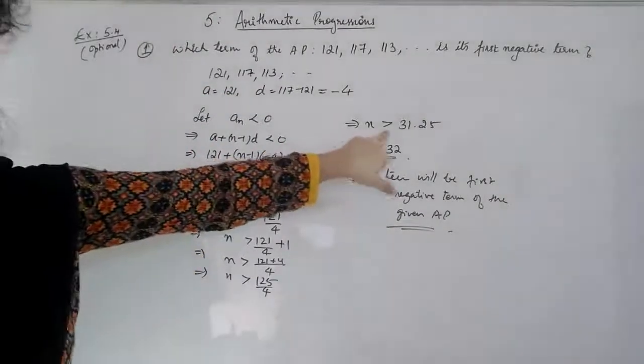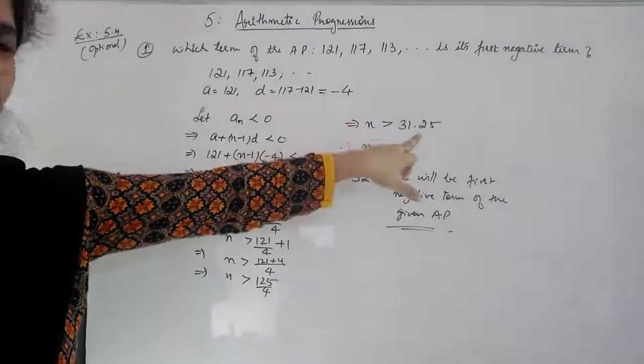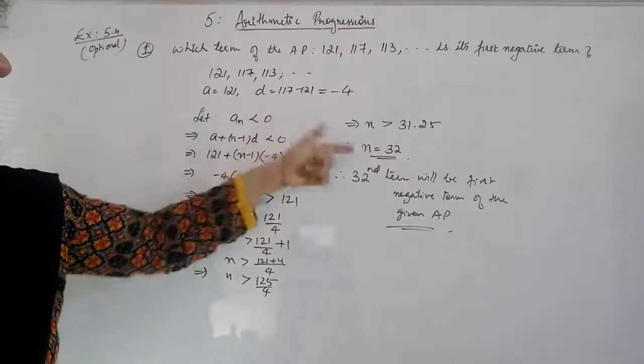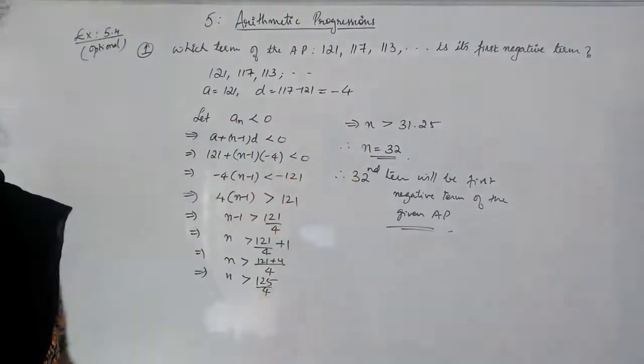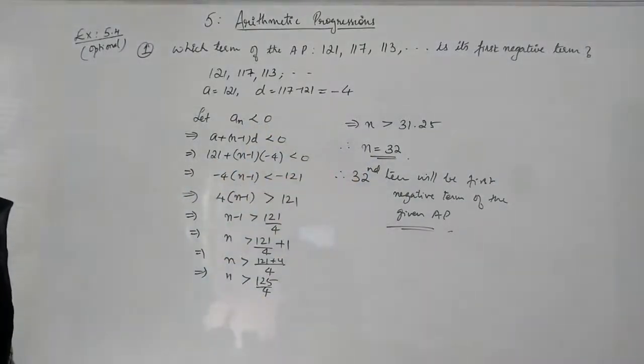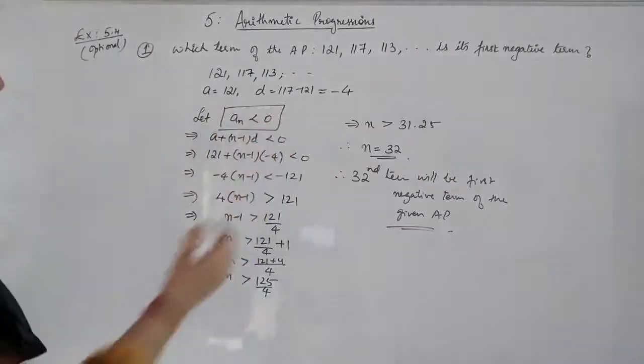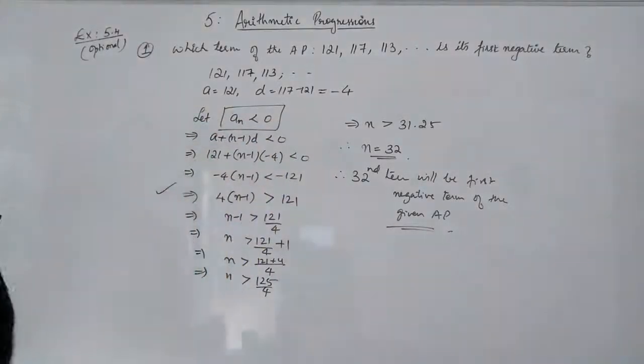Okay, if it is greater than 31, that means you have to get a number which is greater than 31. So greater than 31, you have a whole number as 32. So it is the 32nd term which will be the first negative term. So this is the main concept which you have to start from. Okay, and you have to be very careful in this step. Clear?